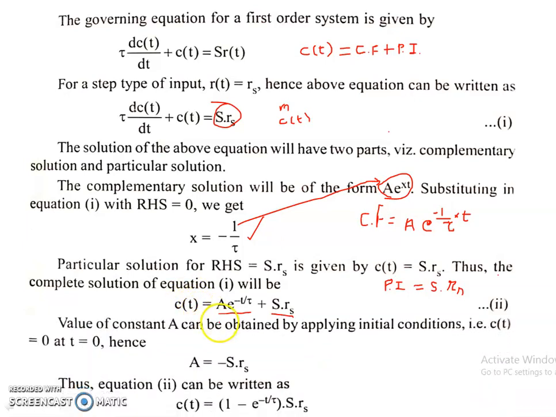So on putting the boundary conditions, we put t is equal to 0 here. So this exponent will become 0, so e to the power 0 becomes 1. We will get a, and C(t) equal to 0. So on sending S Rs to the left hand side, we will get a is equal to minus S Rs. So on putting the value of this a in the above equation, we will get the output C(t). So we find the output of this particular system.